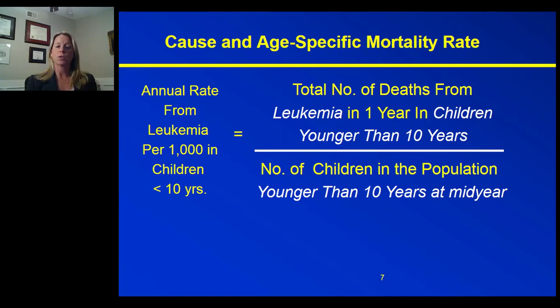We can also calculate cause and age-specific mortality rates together, or combinations of various mortality rates. In this one example, I'm providing the annual rate from leukemia among children less than 10 years of age. And again, the numerator would then just be children who died from leukemia and who were less than 10 years of age at time of death out of the total number of children younger than 10 years of age at mid-year. Now notice here the denominator consists of all children, not children necessarily who have leukemia. That's an important thing to note here when it comes to mortality rates.